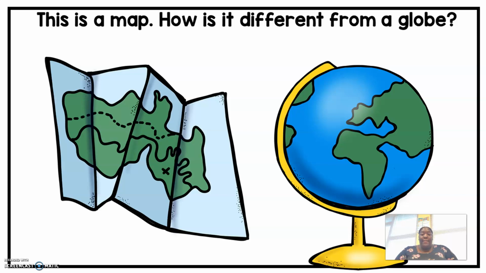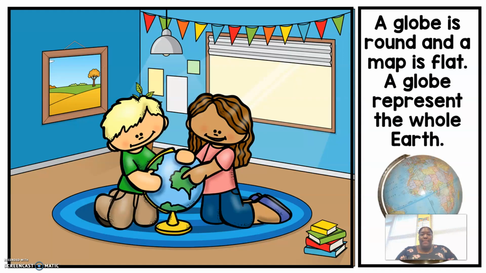Well, a map is different from a globe. As you can see, the globe is shaped like a ball, or it is round, and a map is flat, like on a piece of paper. Again, a globe is round and a map is flat. The globe represents the whole Earth. So what's the difference?